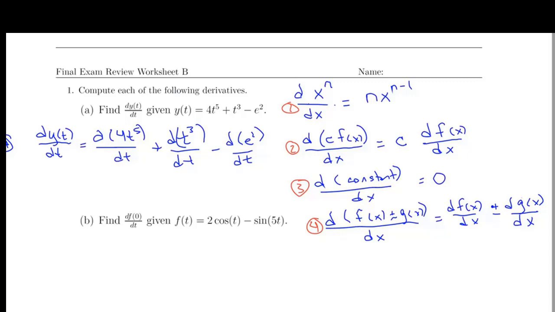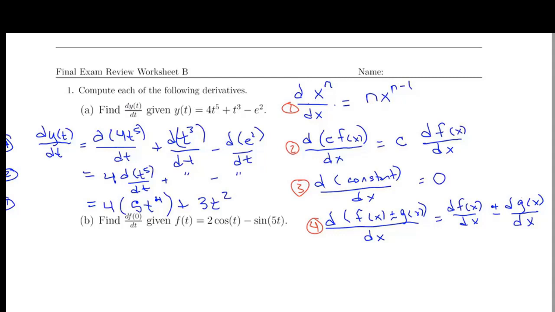The next thing I'm going to do is use number 2, and take that 4 in front of the derivative. Any constant you can take outside of the derivative, and then these stay the same. Now I'm going to use the power rule, which is number 1. So I have 4 times the derivative of t to the 5th. Here n is equal to 5, so it would be 5 times t to the 5 minus 1, or 4. I'm going to do the same thing for the second one. We don't have to multiply it by anything because there's no coefficient. So n is 3 here, and it would be 3t to the 3 minus 1, or 2.